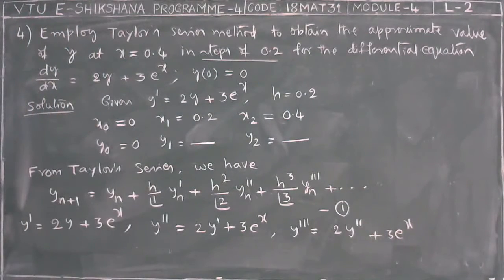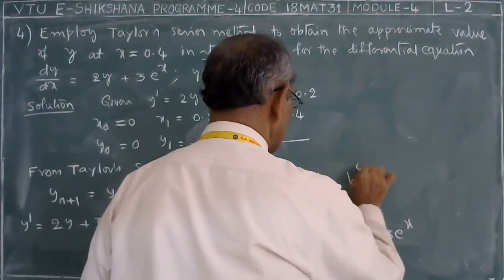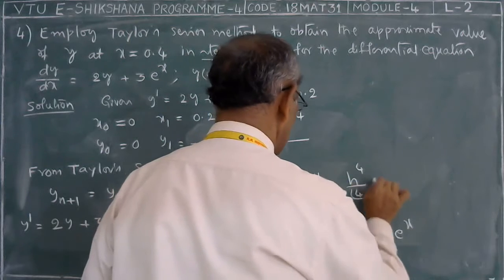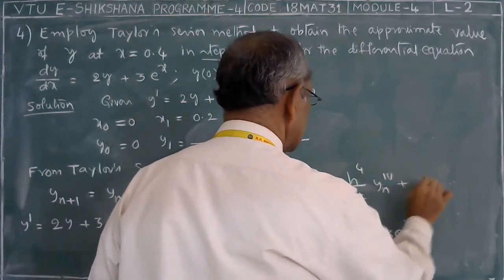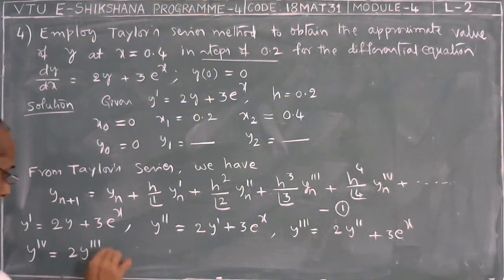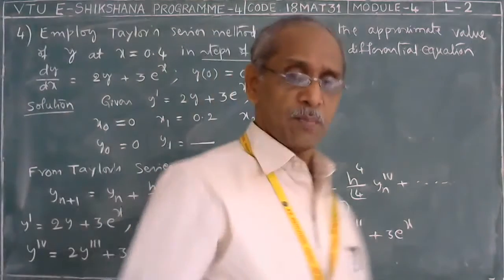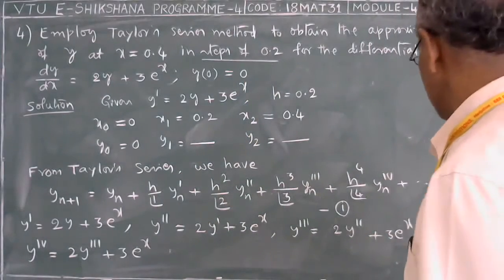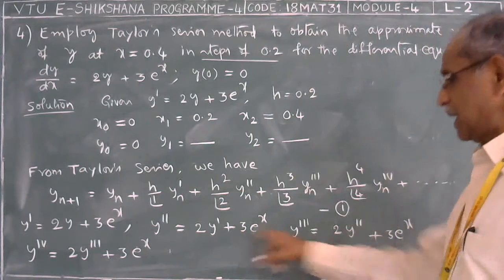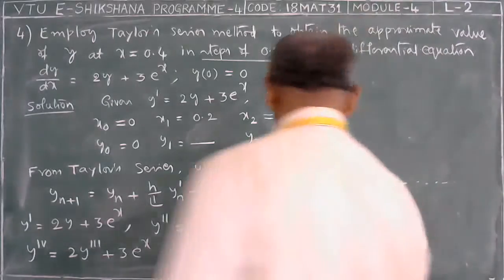Since the function is very simple, we can have another term also, h power 4 divided by factorial 4 into yn4, etc. So the fourth derivative of y is 2 into y triple dash plus 3 into e power x. Now we have finished with our derivatives. I have considered one more term extra because I can easily find the successive derivatives without any problem.